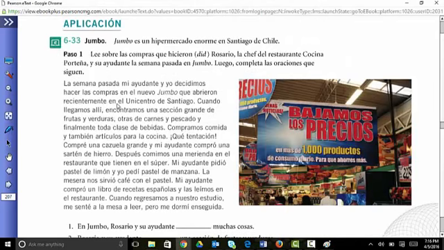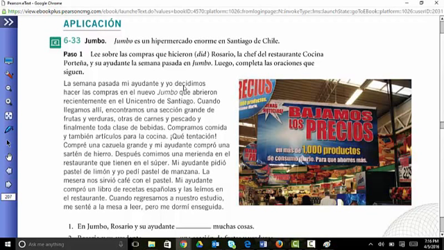Okay, and this is a paragraph that you guys read in class the other day, and I just wanted to contrast this one with the diary entry. So the diary entry has this feel of you narrating an event in your past. This is more you telling one event that's over and done with. It's talking about the shopping that Rosario, the chef at the restaurant Cocina Porteña, and his assistant did last week.